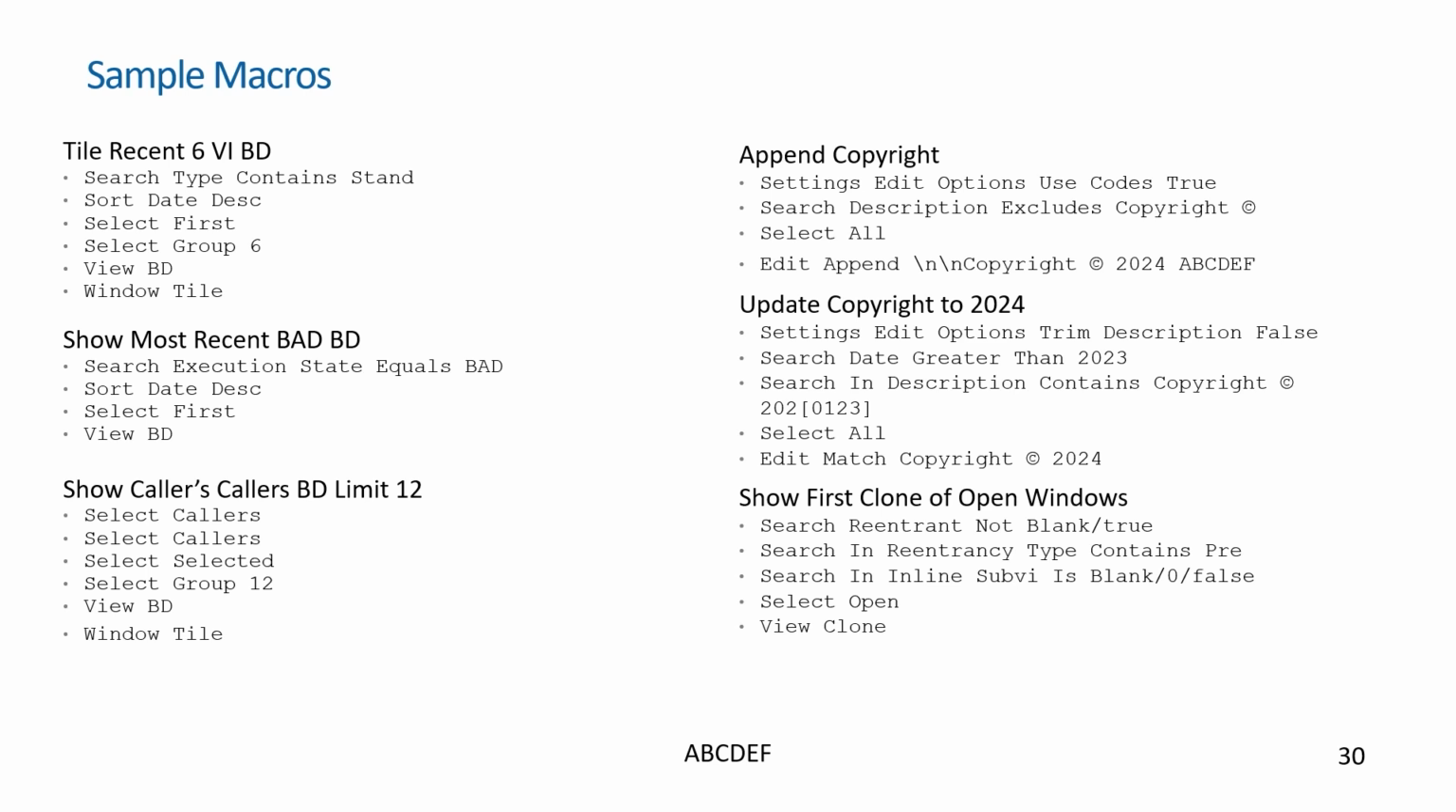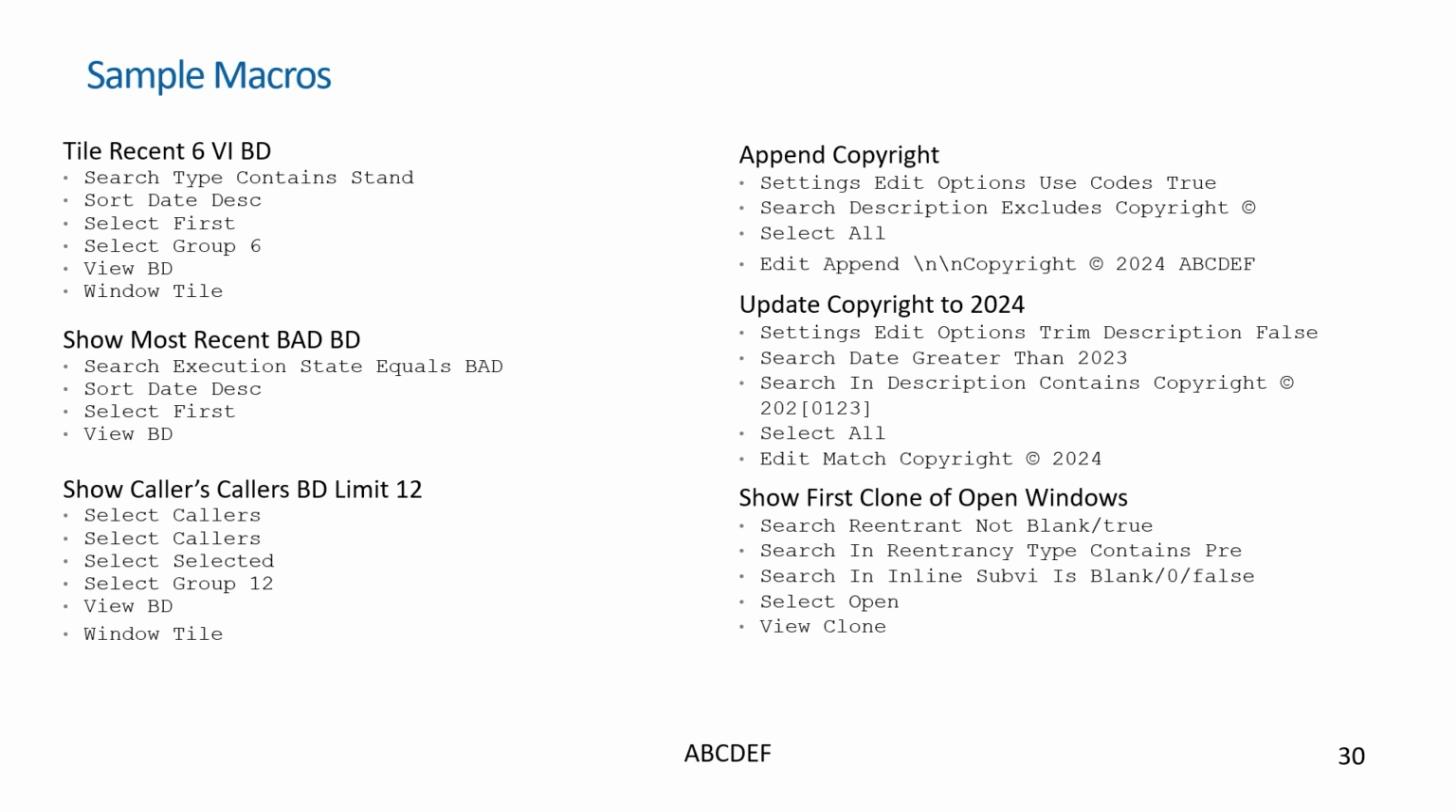Show callers block diagrams with a limit of 12. Append copyright: this finds all VIs missing the copyright and appends it to the text. Update copyright to 2024: this finds all VIs that contain a copyright of 2020 through 2023 and updates the text to 2024.